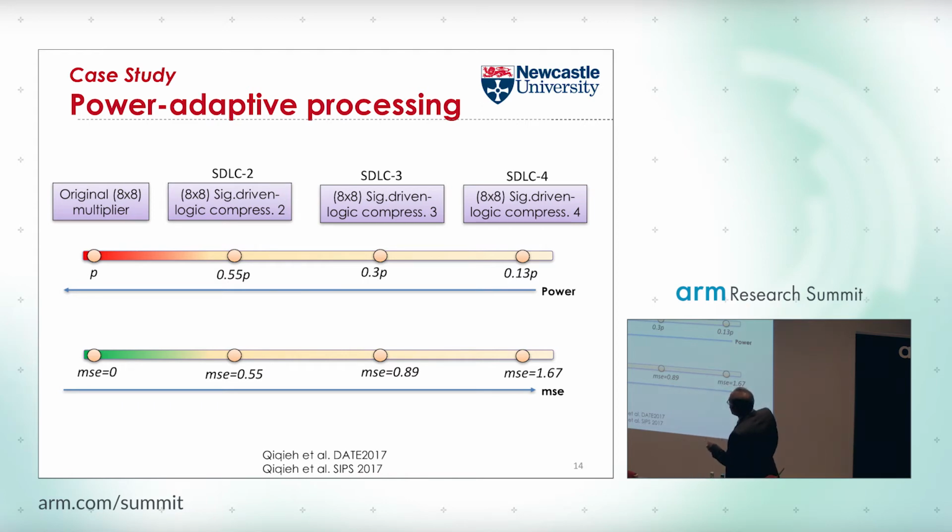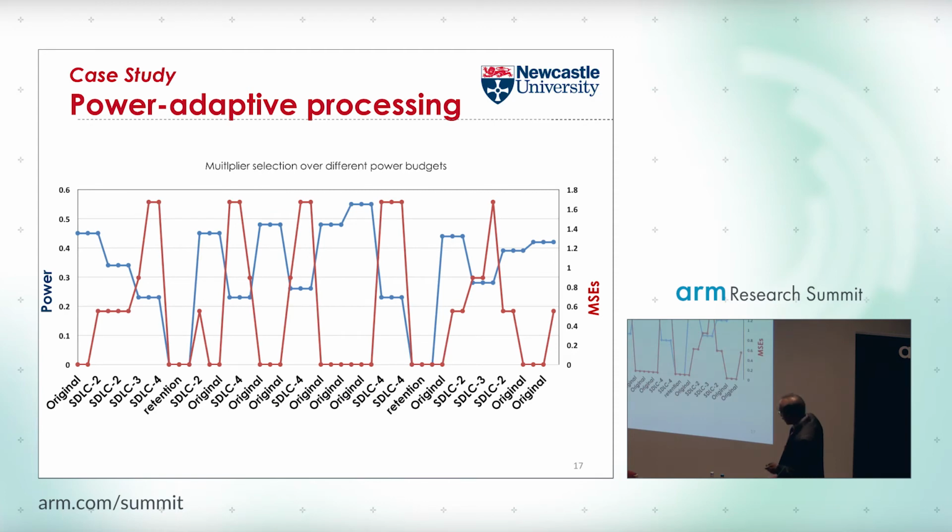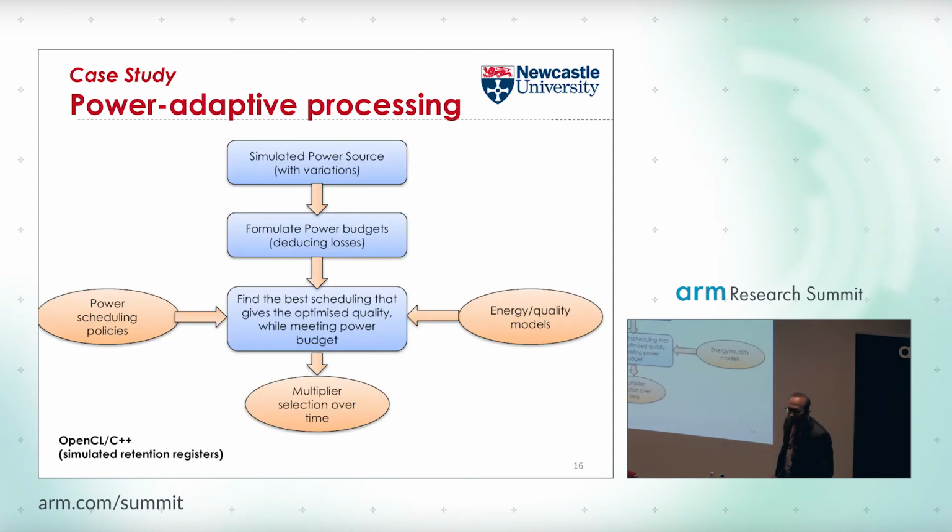Obviously, if you use the original multiplier, you have a certain level of power, and as you keep on increasing the approximation, you save power significantly. But at the same time, that has a cost of having errors introduced. Mean squared error is really close to 0 over here, and of course here the mean squared error will be increasing.